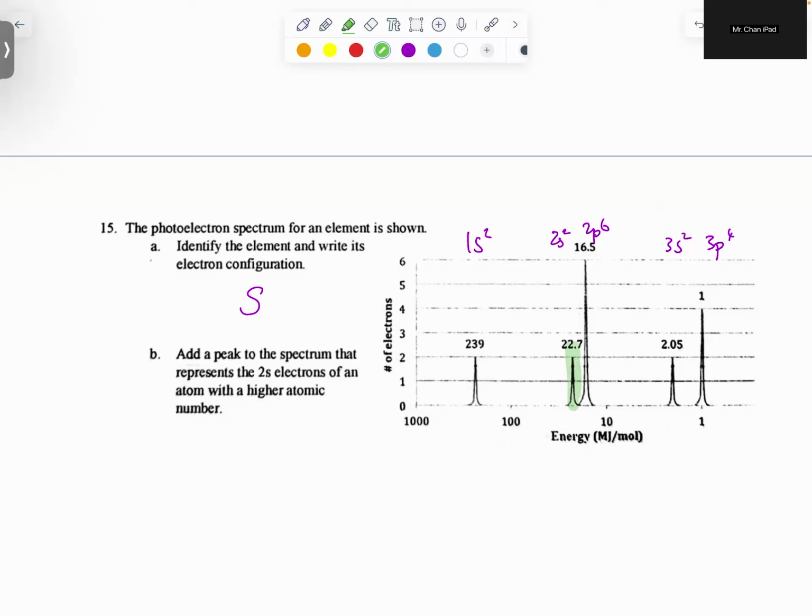So now the question is, where do you put the 2s for a higher atomic number atom? Would it be to the left or to the right of the highlighted peak right here? Or in other words, will those two electrons in the 2s have a stronger or a weaker, smaller binding energy? You can think about how much energy is required to remove them, or you can think about how strongly they are attracted. You can choose either of these two ways to think about it.